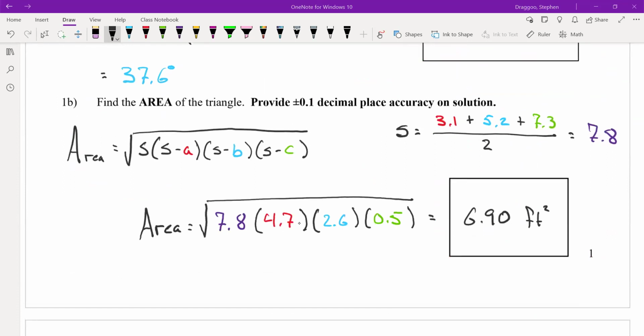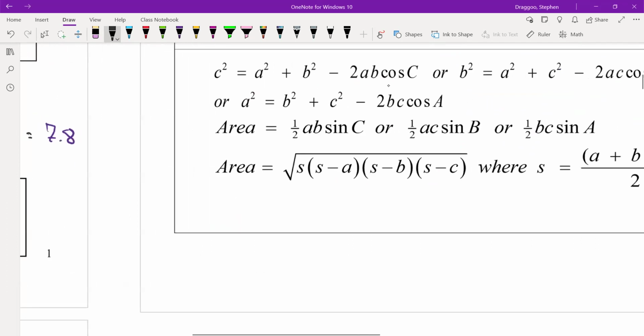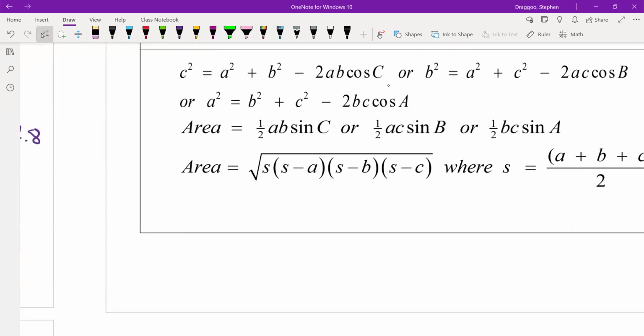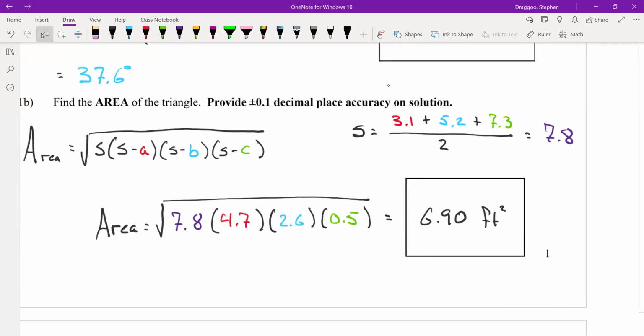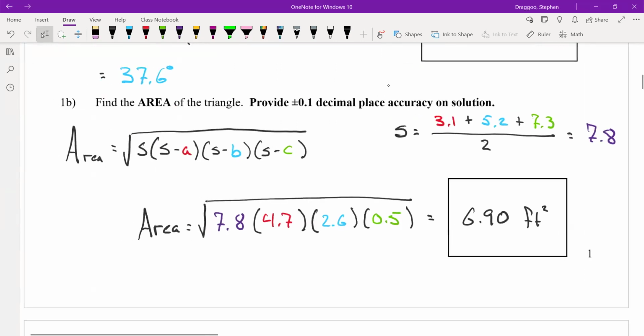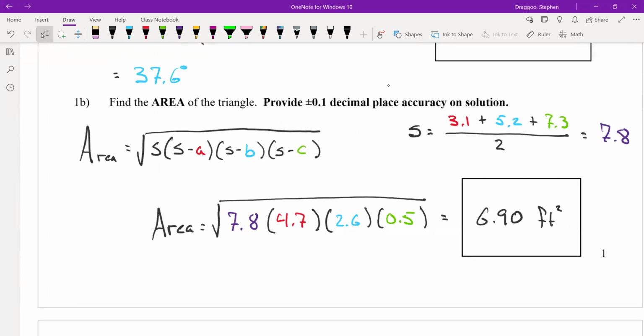Question from chat. Do we get the area formula on the test? Let's go check the formula sheet. Yep, it's right there. Very last formula on the formula sheet is this area formula. So if you need it on the exam, it'll be there. All formulas that you might need on this exam will be on the formula sheet. So sum and difference, double and half, law of sines and cosines, all 5 area formulas. They're all provided to you. You don't need to memorize any of them for this exam. That'd be kind of a lot.